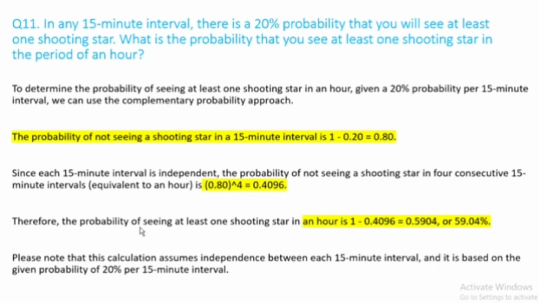0.4096. Therefore, the probability of seeing at least one shooting star in an hour is 1 minus 0.4096, which is equal to 0.5904, that is 59.04% probability. Please note that this calculation assumes independence between each 15-minute interval and it is based on the given probability of 20% per 15-minute interval.